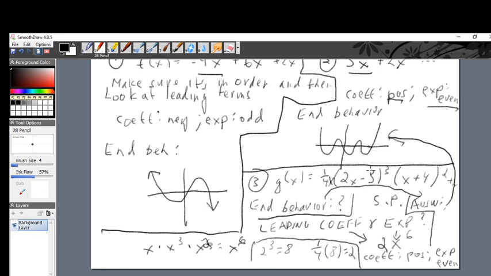Okay, so it can look a little complicated, and you've got to figure out the leading coefficient, and you've got to figure out if the exponent is even or odd, and then you can answer. Once you figure out the coefficient is positive and the exponent is even, you know that it looks like this. All right, that's it for this video.